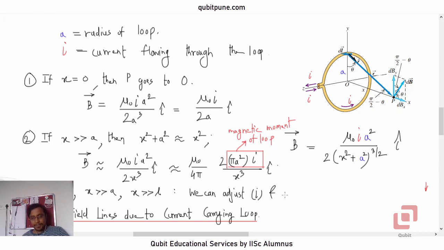and measure the magnetic moment of a bar magnet. We will do this again in the next chapter, magnetism and matter, but the main formula is this, the same formula. Okay, clear?